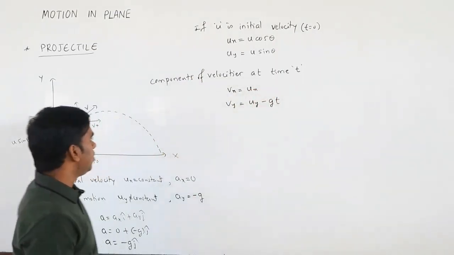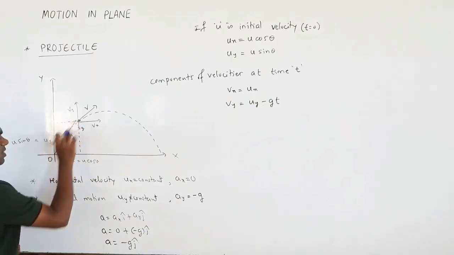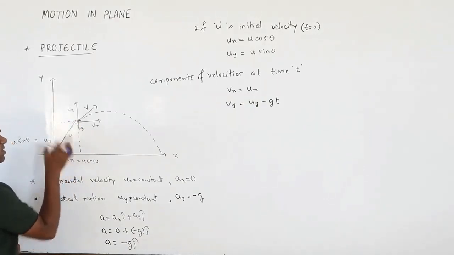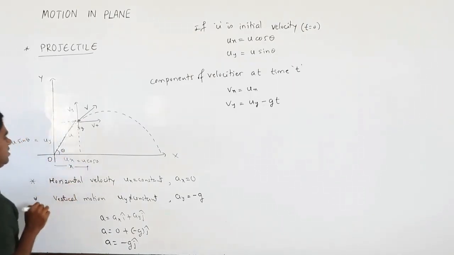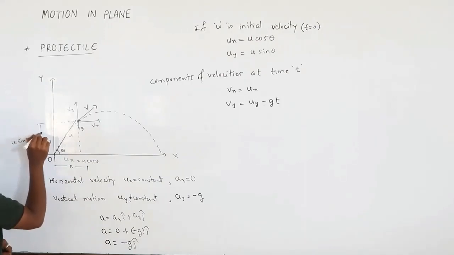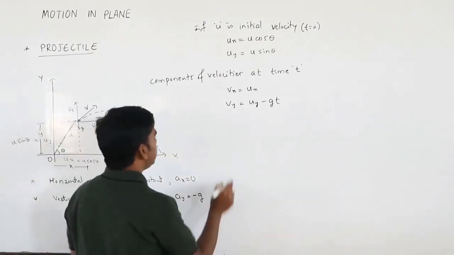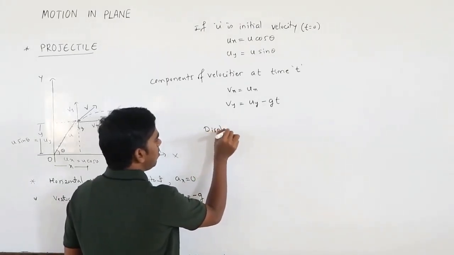Now if you look at the distances covered, from here to here it has covered some x distance and y distance. From here to here I will take it as x distance, and from here to here as y distance. That we have to find out. So what are the x distance or displacement components?